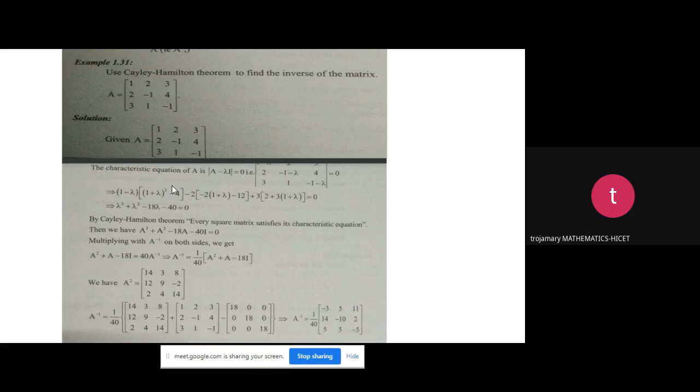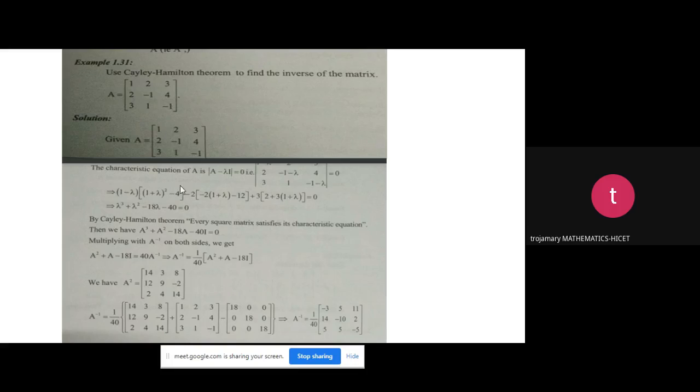You substitute A instead of lambda, then the characteristic equation becomes A cube plus A square minus 18A minus 40I equal to 0. Now multiplying with A inverse on both sides, we get A square plus A minus 18I equal to 40 A inverse. So from this, A inverse equal to 1 by 40 into A square plus A minus 18I.